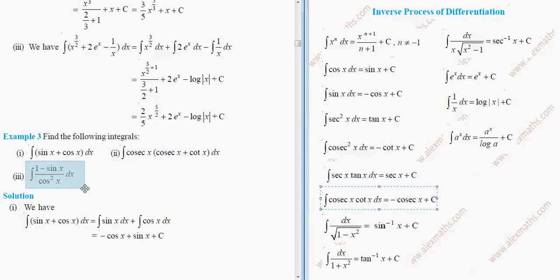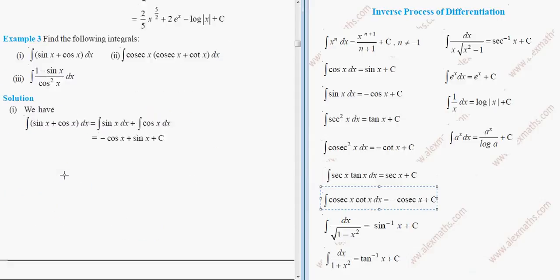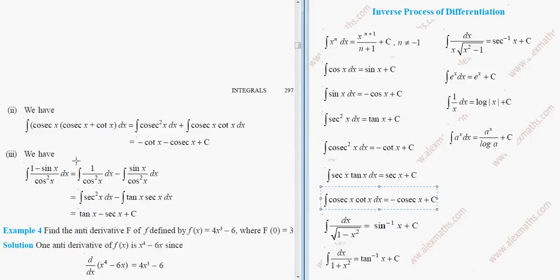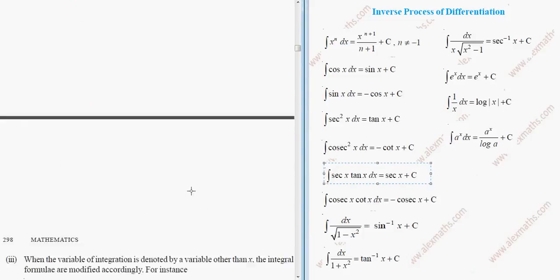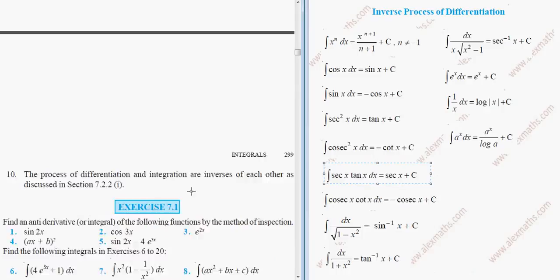Now take for example this one. Again we don't have any term like this here to integrate. So I have to divide individually. If I divide individually, what will happen? 1 by cos square x minus sin x by cos square x. Then 1 by cos square x is secant square x, which we have a formula for here, which is secant square x dx. Then sin x by cos square x. Sin x by cos x is tan. One more cos is remaining, that will go up as secant x. So tan x secant x, again we have a formula.